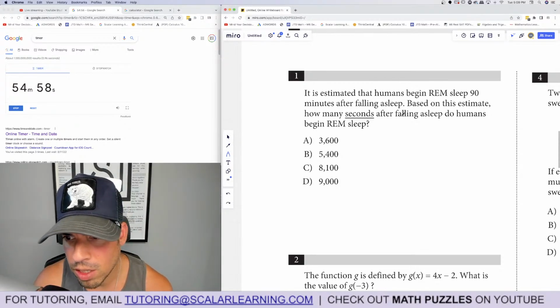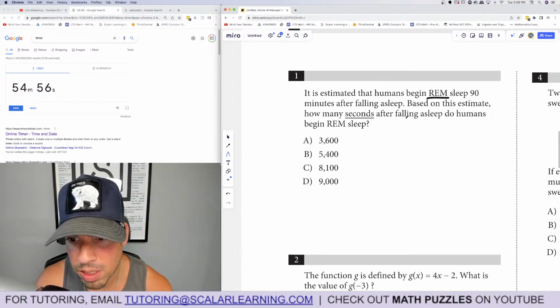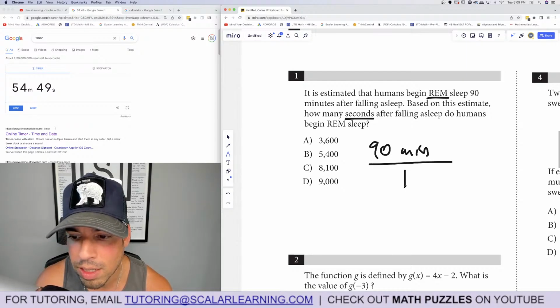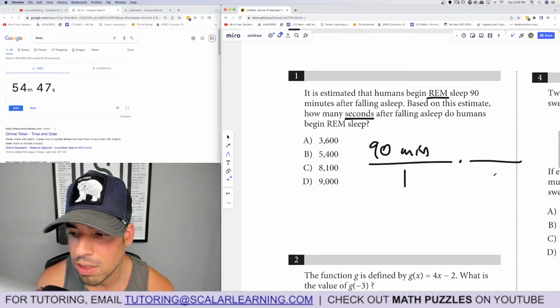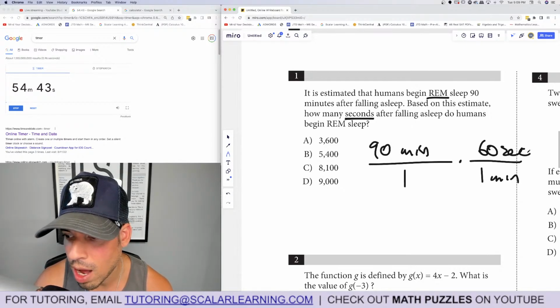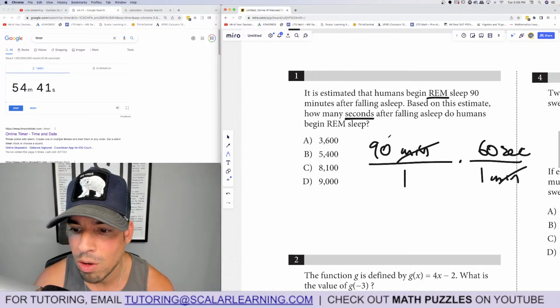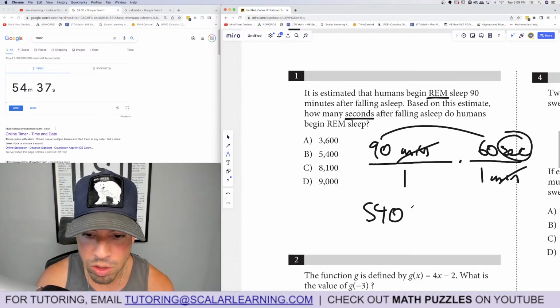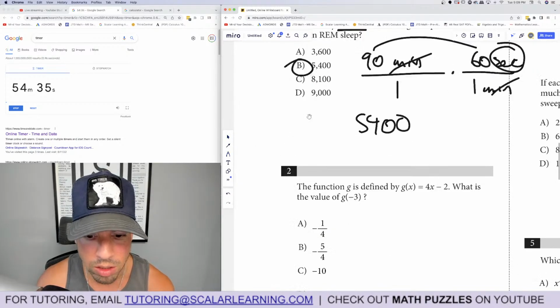It is estimated that humans begin REM sleep 90 minutes after falling asleep. How many seconds is that? We're converting 90 minutes to seconds, so we'll do dimensional analysis. 1 minute is equivalent to 60 seconds, written opposite like that so the minutes cancel out, and we multiply across to get seconds. 9 times 6 is 54, add the 0, and B is the winner. Done. Use a calculator if you like.